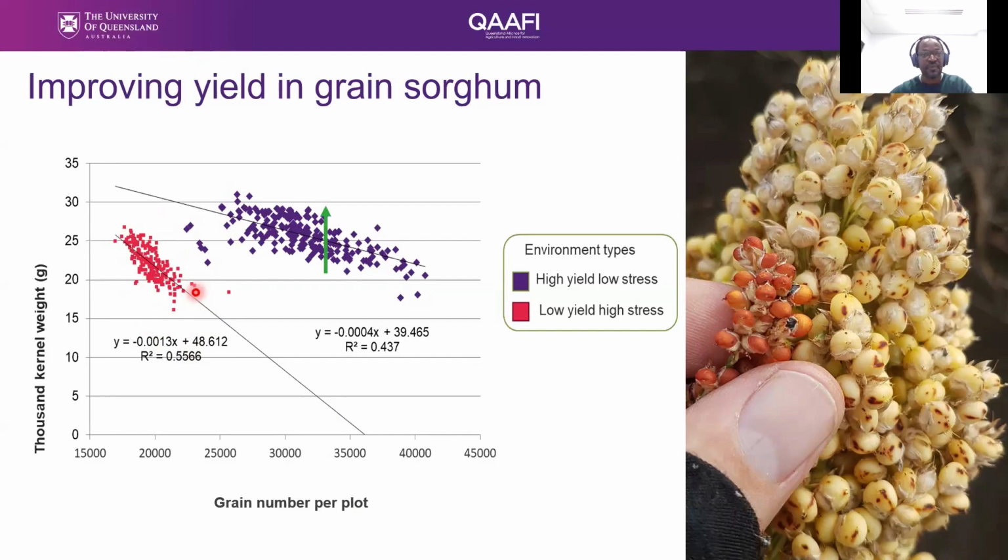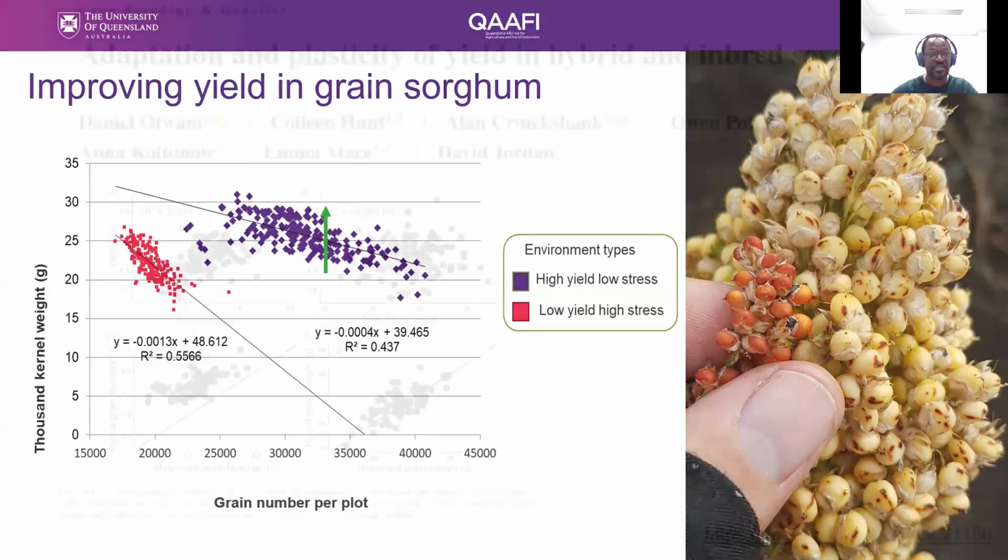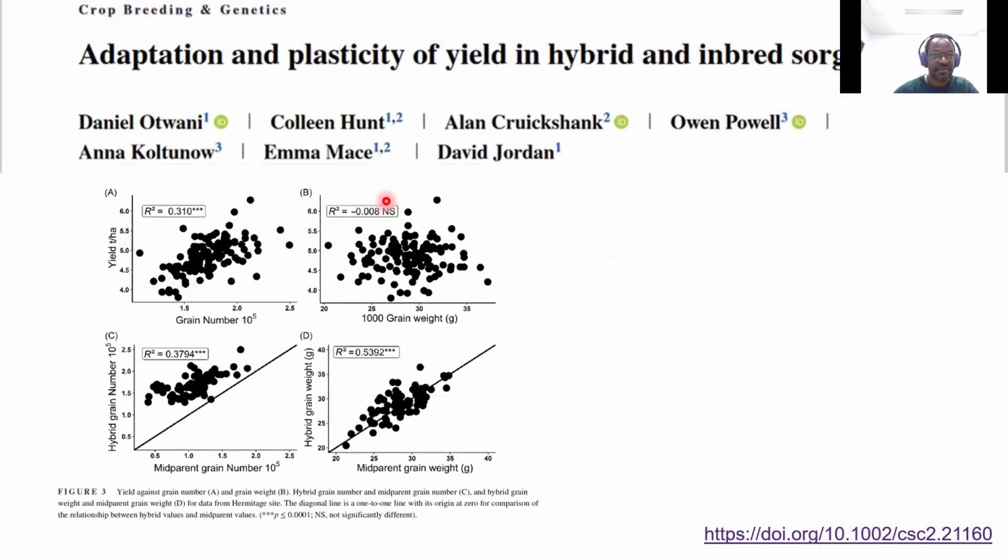However, as you can see, there is a nexus for improving that. There's a deviation for grain size for a given grain number. So this can be exploited if we mine the native variation that is available for grain size in sorghum. And this we've shown in Australian breeding programs, both in test and released hybrids.